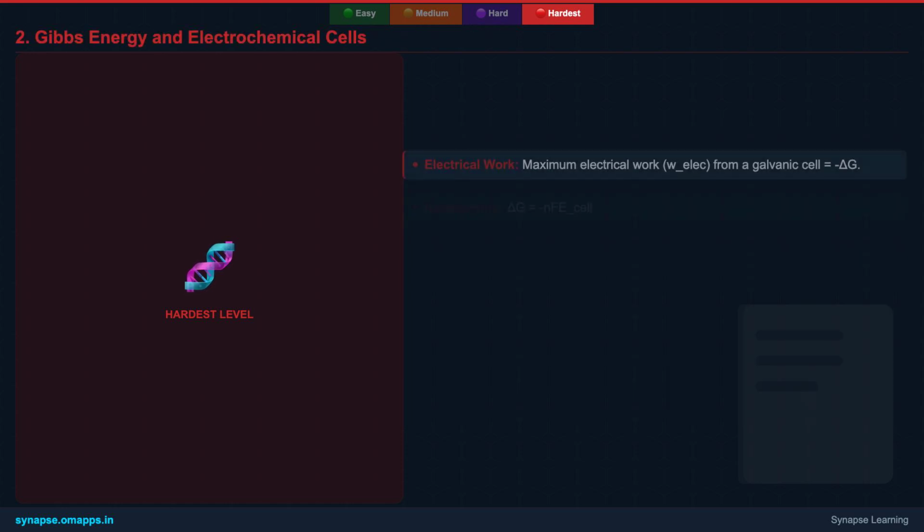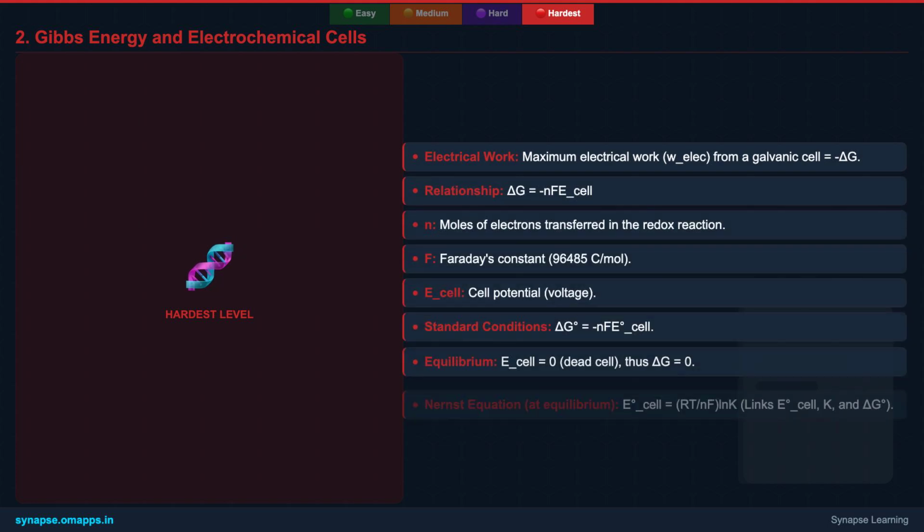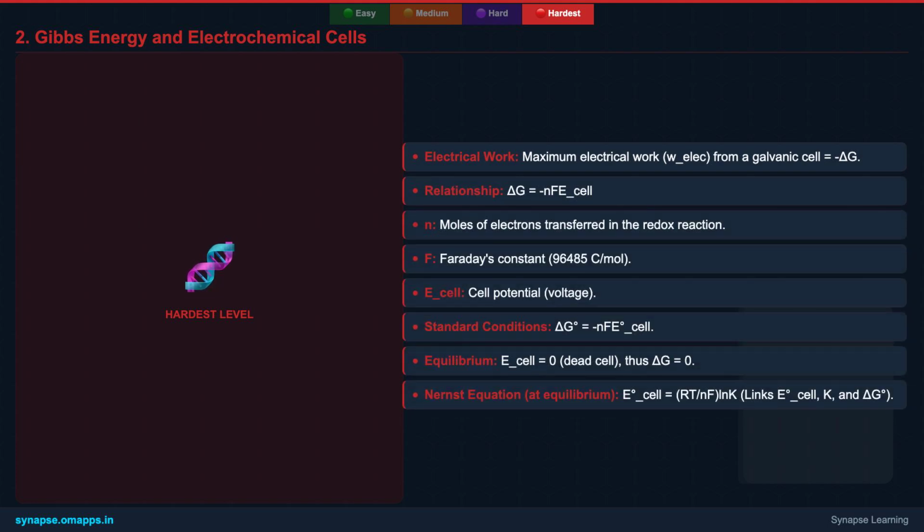In electrochemical cells, Gibbs energy directly quantifies the maximum electrical work obtainable. The relationship ΔG = -nFE_cell links the change in Gibbs energy to the cell potential, number of electrons transferred, and Faraday's constant.